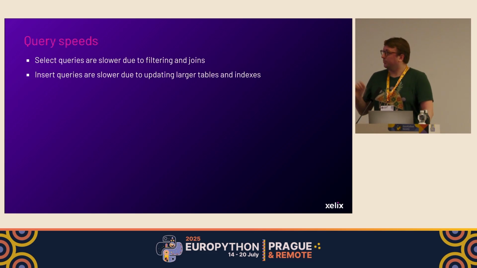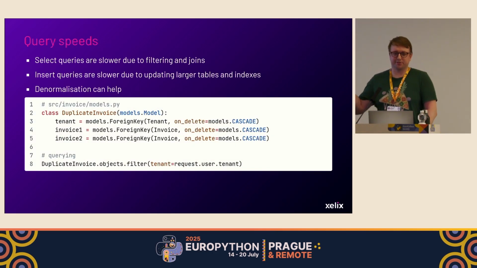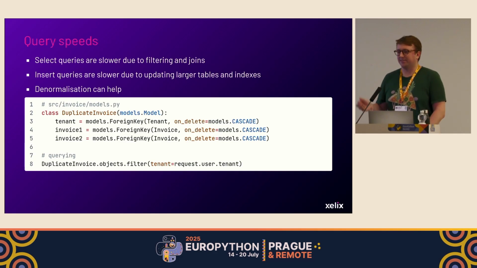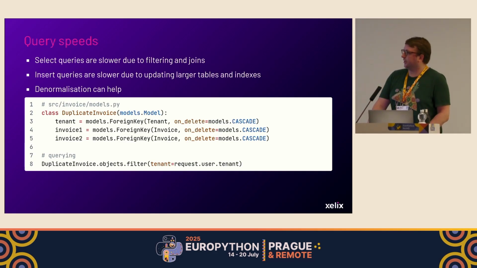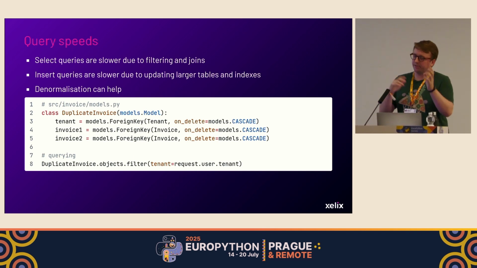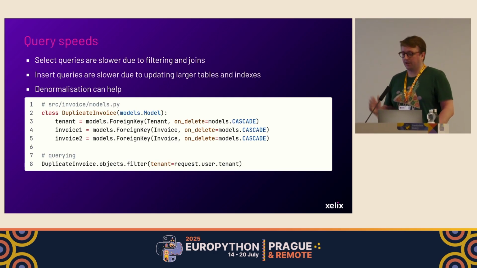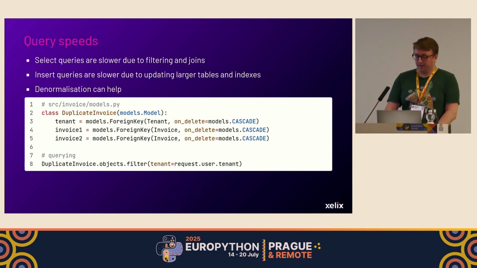So you can help a little bit with denormalization, like every database teacher in university is screaming right now, do not denormalize your data in a relational database, but in practice, it does help. So for example, in the duplicate invoice model that I had before, if we add the tenant as a foreign key to it, you can then filter directly on it, and you don't have to do 2 joins on invoice and the supplier. So it's a bit of a denormalization help, but it comes at a cost as well.